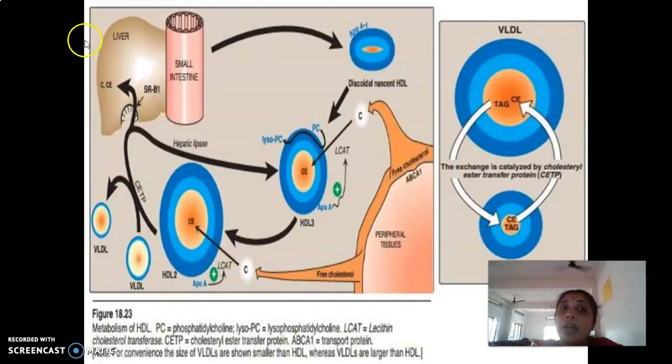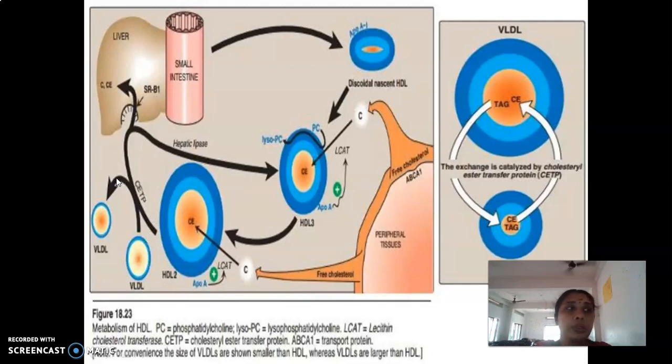And what happens in the liver? In the liver, with the help of the SRB1, the free cholesterol and cholesterol esters will be liberated or released from the HDL molecule, and they will be secreted into the bile. So the final thing happening is the secretion of cholesterol into the bile, right? So that is how the metabolism happens, right?